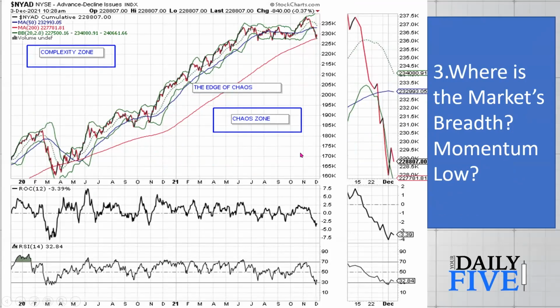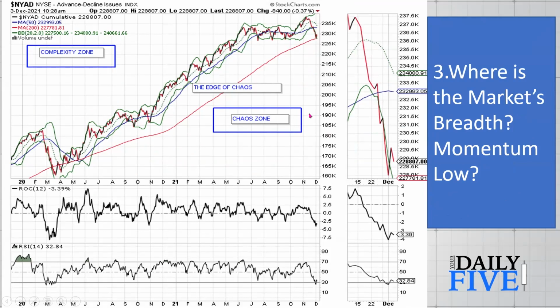Next, as always, look at the market's breadth. Quick review: chaos zone, below the 50 and 200-day moving average. Bad news. Complexity zone, above the 50 and 200-day moving average. Good news, good market. Edge of chaos, the area between the 50 and 200-day moving averages. This is where things happen. That's where the cauldron is. That's where the next market direction is going to come from.